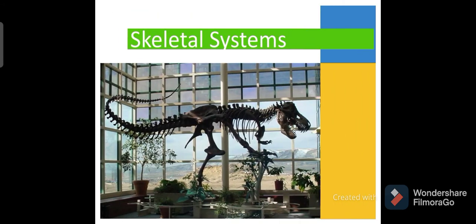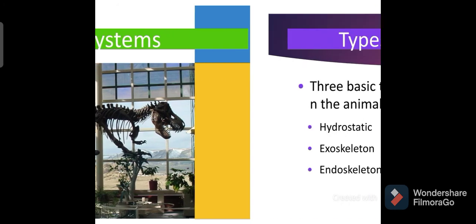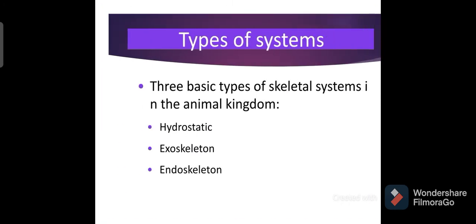So we have skeletal systems. We have types of skeletal systems. We have three basic types of skeletal systems in the animal kingdom. We have hydrostatic, exoskeleton, and endoskeleton.